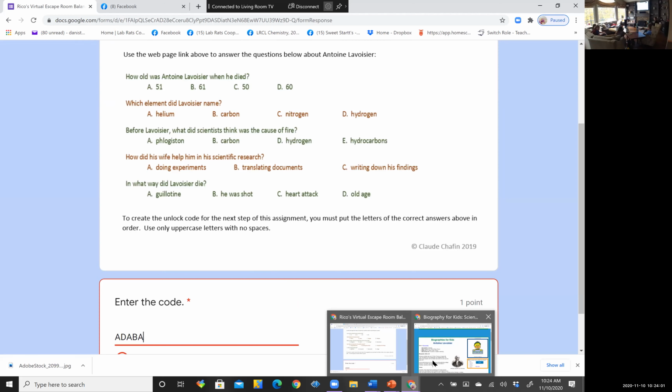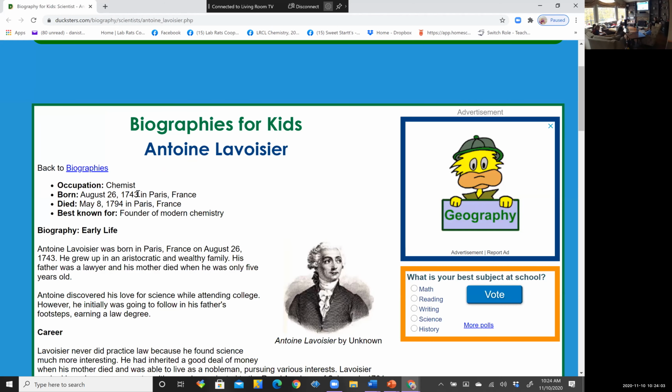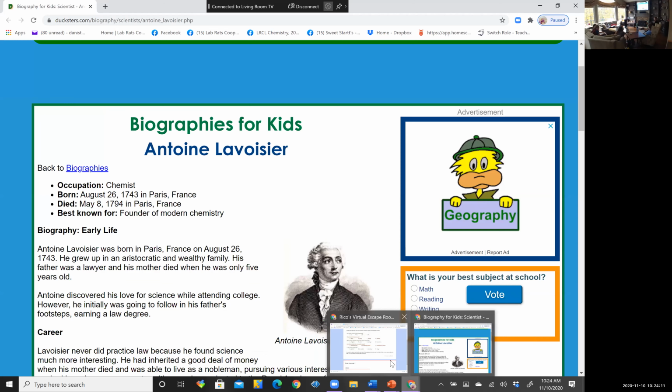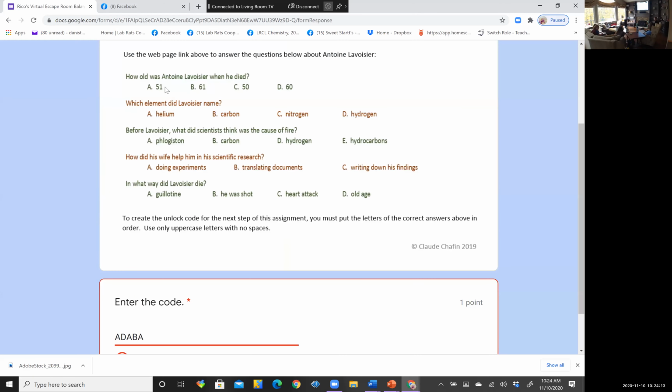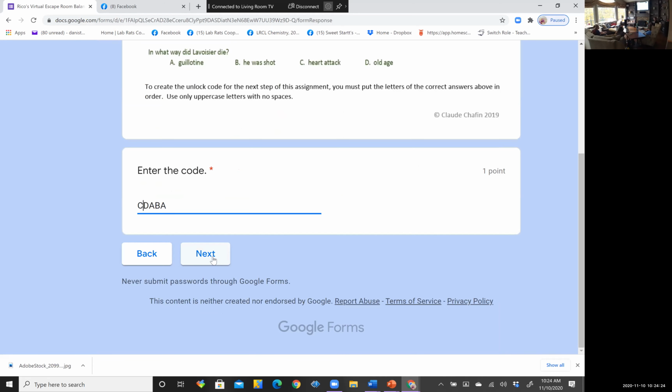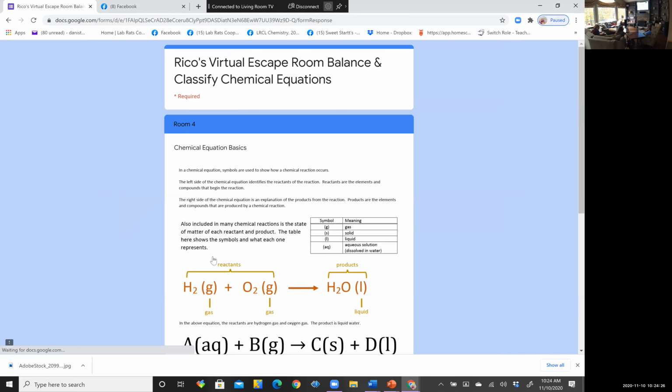So wait, let's look at the months again. It was May and August. So what does that mean? Does that mean he is 50 or 51? 50. We put in 51. 50. He hadn't gotten to his birthday yet, guys. He was close, but no cigar. Let's give it a shot. Oh, yes, we have moved on.